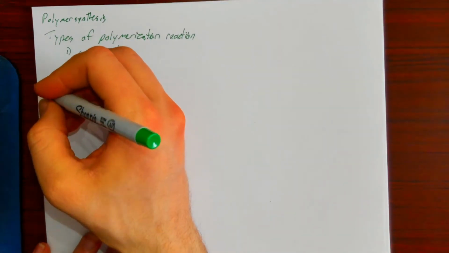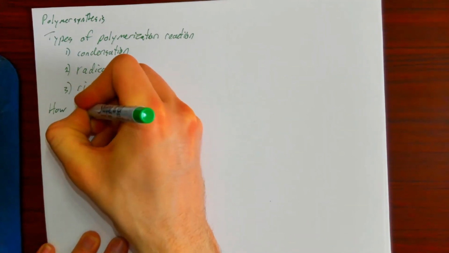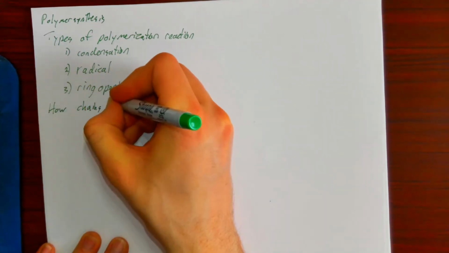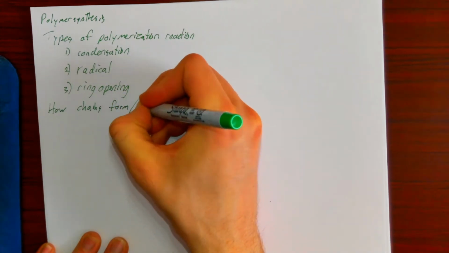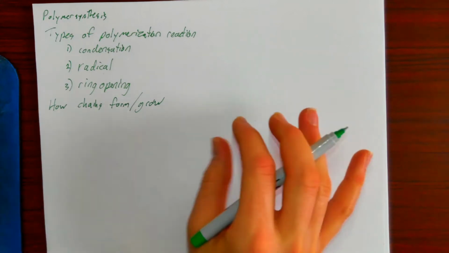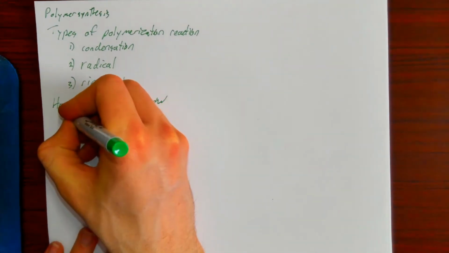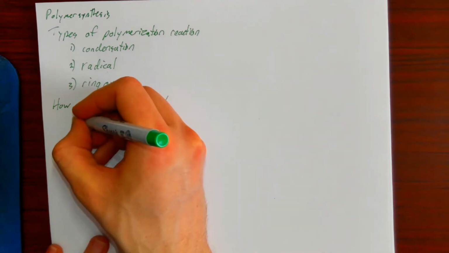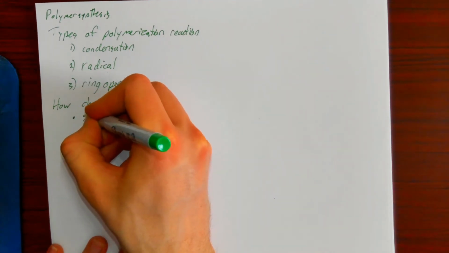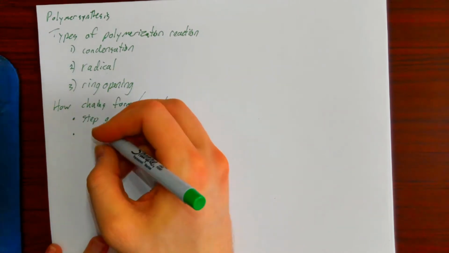we'll then talk about how the chains grow, how chains form or grow. What do they look like as they're forming? How do monomers join the chain? All this stuff, and it basically turns out there are two main ways that chains can grow. One is called step growth, and the other is called chain growth.